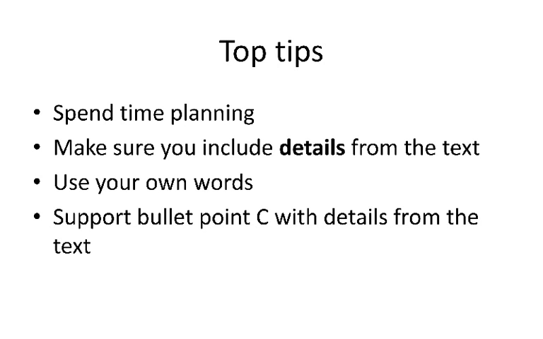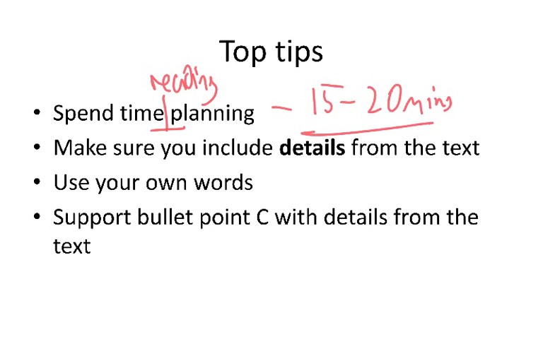Include details from the text, link every point to a detail, and pack the details in, 6 or 7 for each bullet point. Use your own words, and then make sure that if there's a third bullet point there that requires inference, and it's very likely there will be, support your points with details from the text. Show that your inferences are based on details. And that's about it. It's a straightforward question, this one, if you do what you're told.